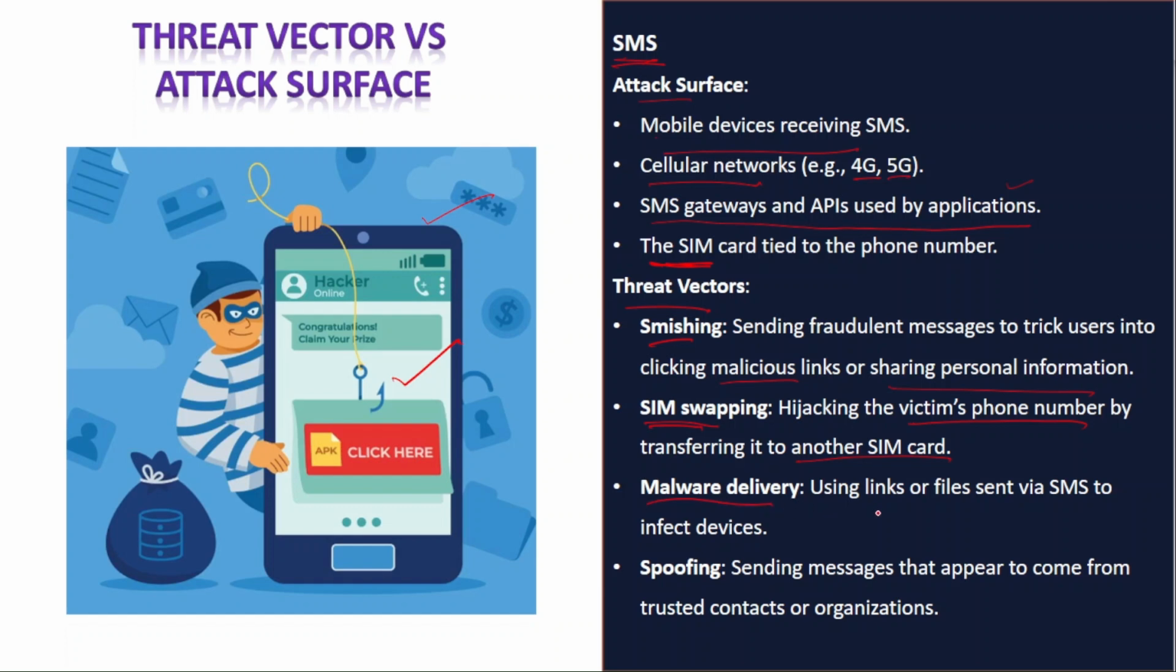Malware delivery, using links or files sent via SMS to infect devices. And spoofing. As we can see, the attack surface and the threat vectors of SMS and email are very identical. So spoofing, again, is sending messages that appear to come from trusted contacts or organizations.